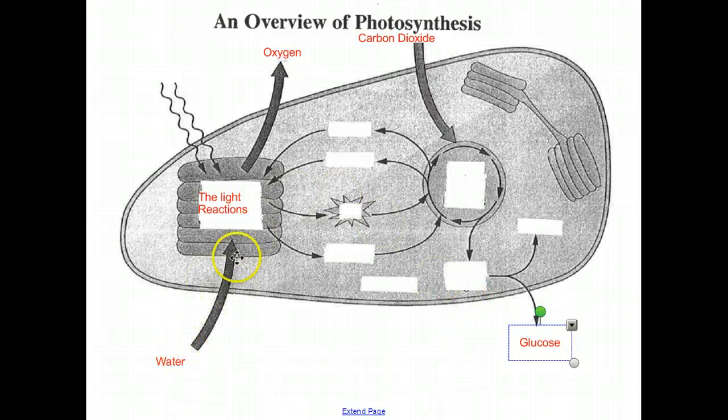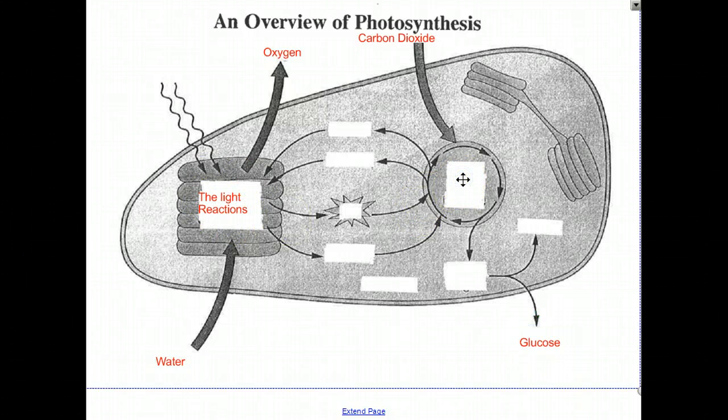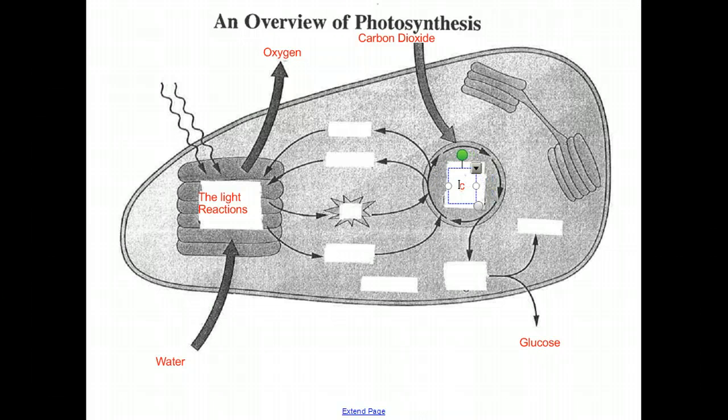Now what happens? We have water coming in, and during the light reactions we have oxygen being split. And we have some things being converted between. The light reactions happen over here in the thylakoid, and then we have something else happening over here in the stroma of our chloroplast, and that's the Calvin cycle, named after a scientist.